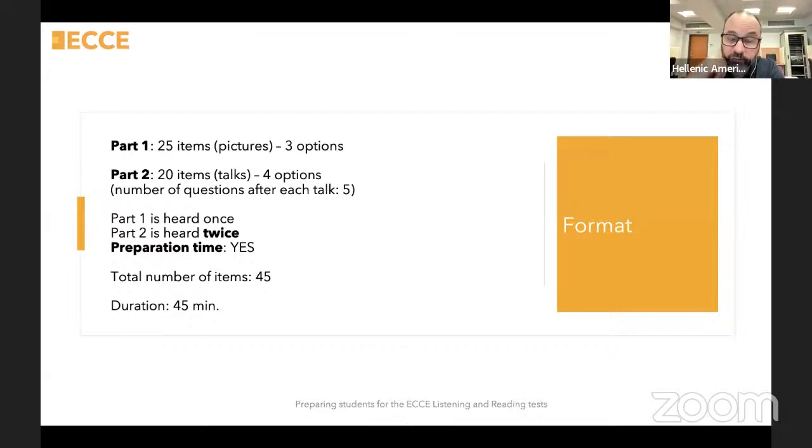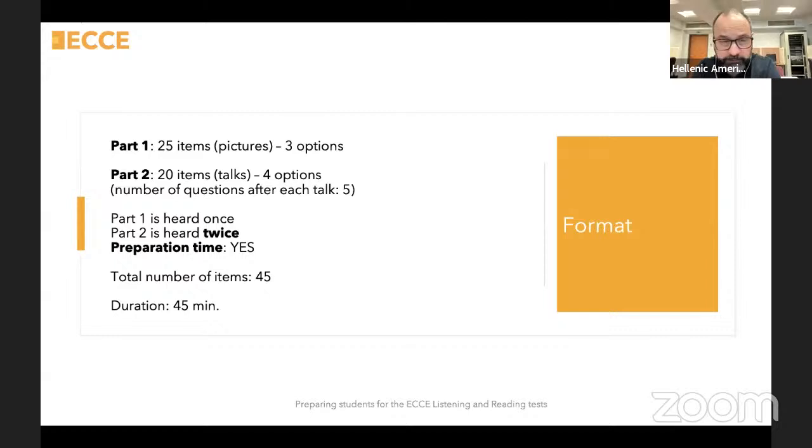Part one is indeed heard once. So the test takers will listen to those very brief recordings once, but part two, the part with the monologues, the talks, they will listen to twice. And of course they will have preparation time to read the questions and familiarize themselves with the images, the very simple pictures in part one. There will be time provided for the students to get a good look at the information and hopefully guess what kind of information they will hear in that recording. And this approach, being able to guess what the recording will be about, especially in part one, might be quite useful for them to find the right answers.